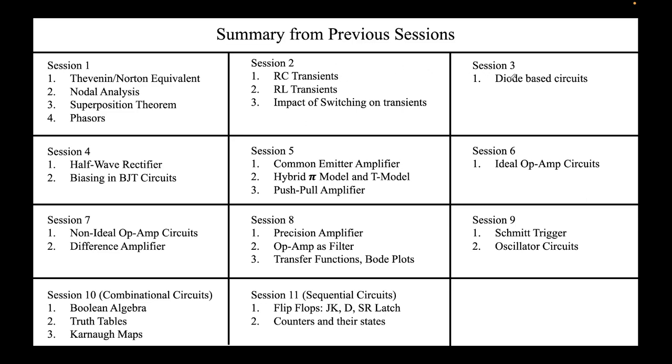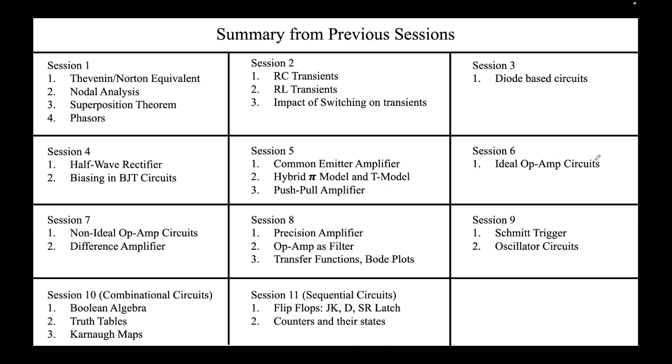Then we moved to semiconductor devices, firstly the diode, in which we saw some diode based circuits, namely the peak detector, clamper and clipper and so on. In session 4, we saw one more important application of the diode, that is the half wave rectifier. Finally, we moved on to BJTs, bipolar junction transistors. In that, we saw the DC biasing of the BJT, the topology of the common emitter amplifier, and the AC small signal models, namely the hybrid pi and the T model. Finally, one application of the BJT amplifier in the form of a push-pull amplifier.